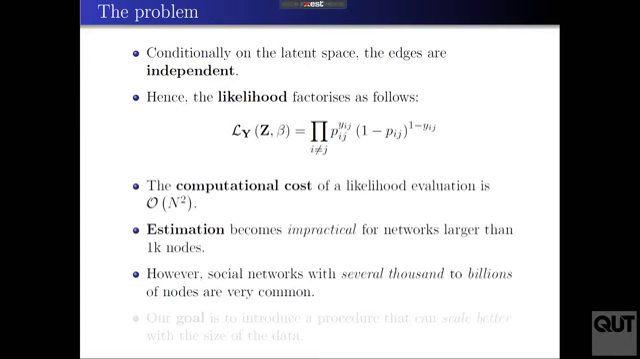So the idea is that observed social networks are actually relatively easy to obtain, and very often we get networks with several thousands to billions of nodes. So really, there's a huge gap here in terms of computational feasibility. Our goal then eventually is to define something that can scale better, at least, than what we have.